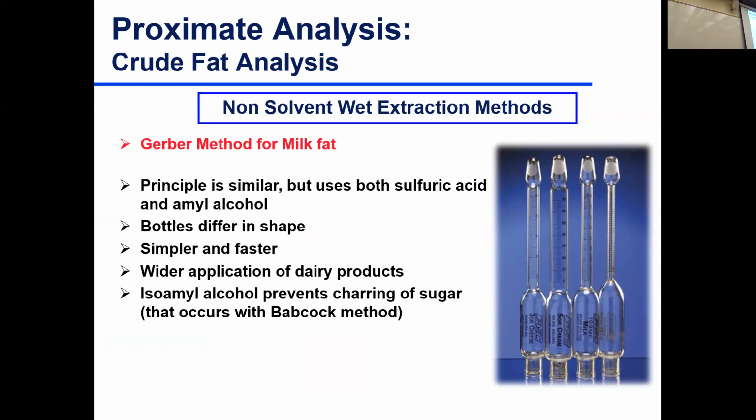So when you have sugar and you have H2SO4, you will have blackening. That's what the charring means. Blackened, it might make it hard to read the volume. So adding the amyl alcohol prevents this charring. It helps with better reading, basically. But other than that, it's just very similar to that.